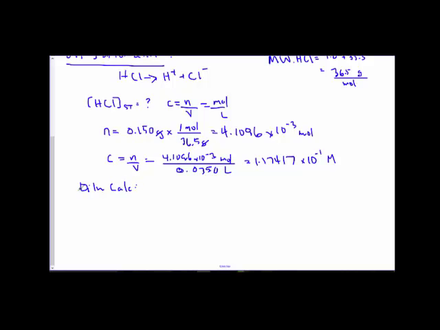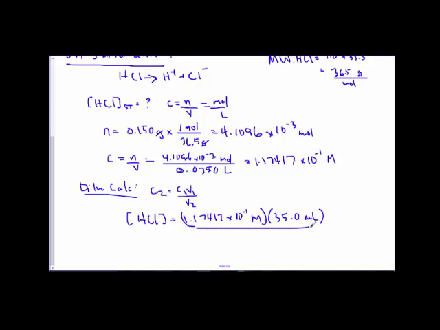Alright, so C2 is equal to C1 V1, or C initial V initial, divided by the final volume, V2. And so the concentration of the HCl after dilution is going to be equal to this C1, 1.17417 times 10 to the negative 1 moles per liter. Now we're going to multiply that by the initial volume. Here it doesn't matter if we're in milliliters because this is a dilution calculation and the units of volume are going to cancel. Divided by the final volume.